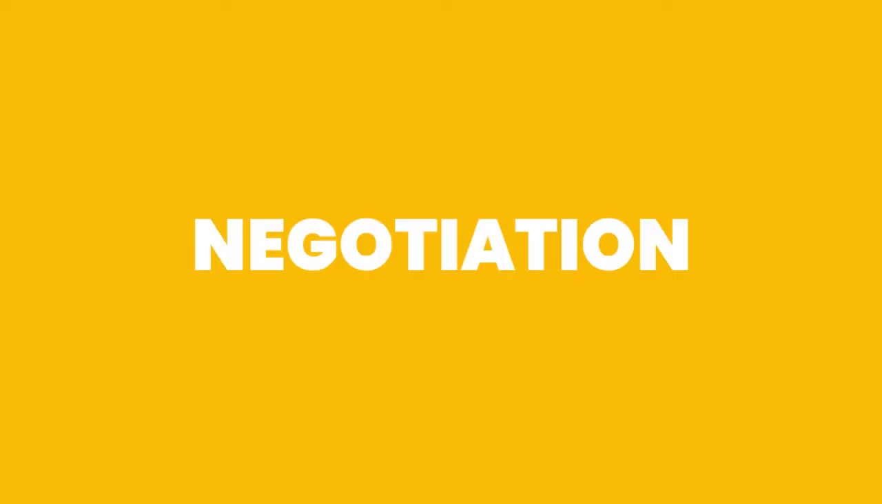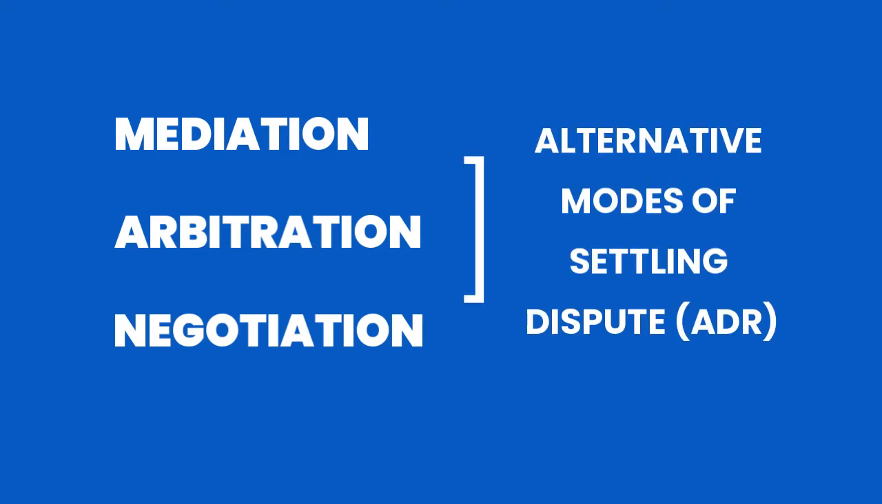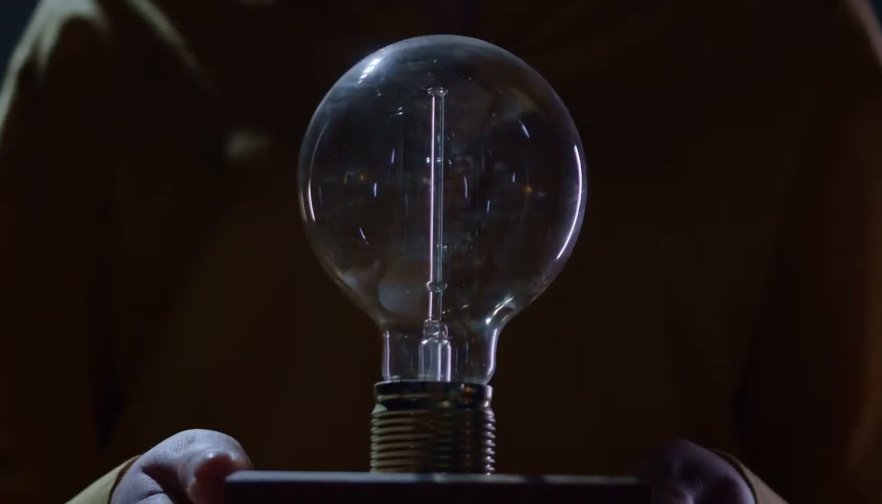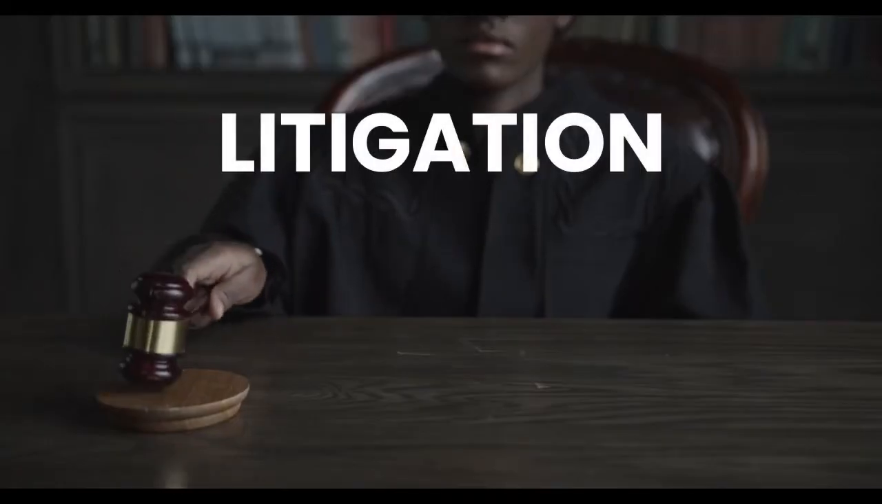To better understand, let's go to the common forms of conflict resolution. First, litigation. Second, mediation. Third, arbitration. And fourth, negotiation. Among the four that were mentioned, mediation, arbitration, and negotiation are the three alternative modes of settling disputes. To give you a clear view of these modes, let's begin with litigation.